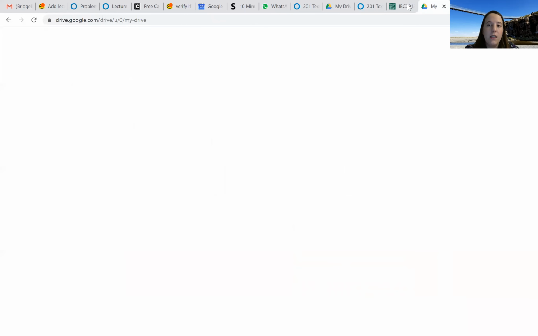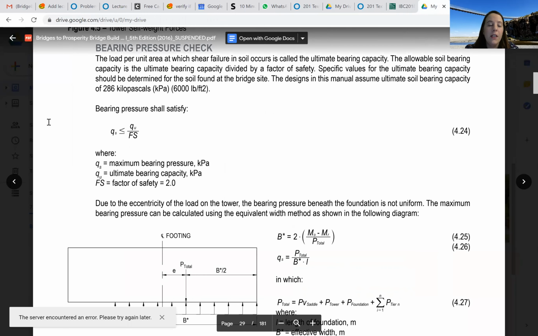Another place to see this in the manual is when you get to the bearing pressure check equations, 4.24, which says that the designs in the manual assume an ultimate bearing capacity of 286 kilopascals and 6,000 pounds per square foot. And so that's where it comes from. We assume a factor of safety of 2. And so as Jay has gone over, we take the ultimate soil bearing capacity to get the allowable.